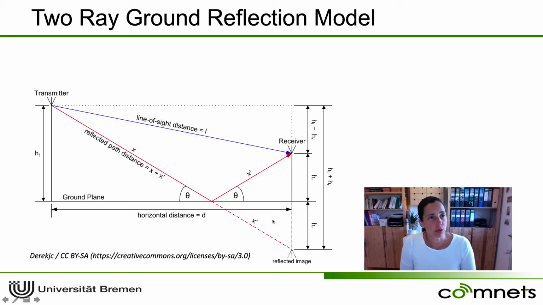Another very popular model is the so-called two-ray ground reflection model. Here we are going one step further in more precisely describing the environment of the signal propagation, and we assume that the transmitter and the receiver are now at different heights. Here we have the transmitter, and here we have the receiver. So they're at different heights. They can of course be at the same one, but we have a differentiation between those. And we know that they have a line of sight, which is this line here.